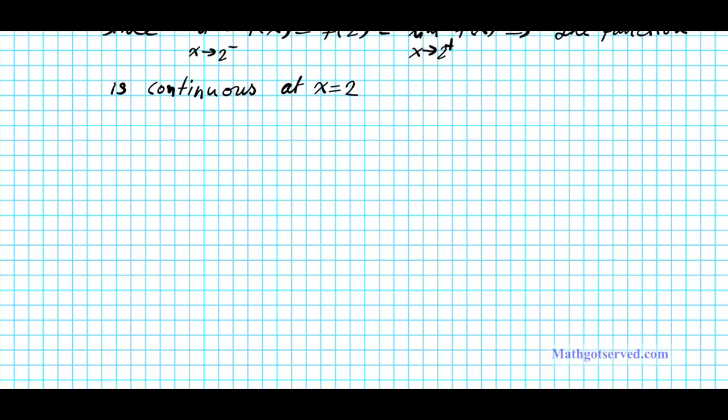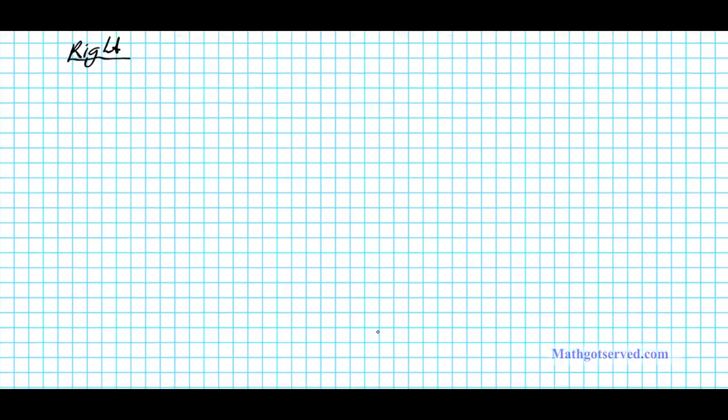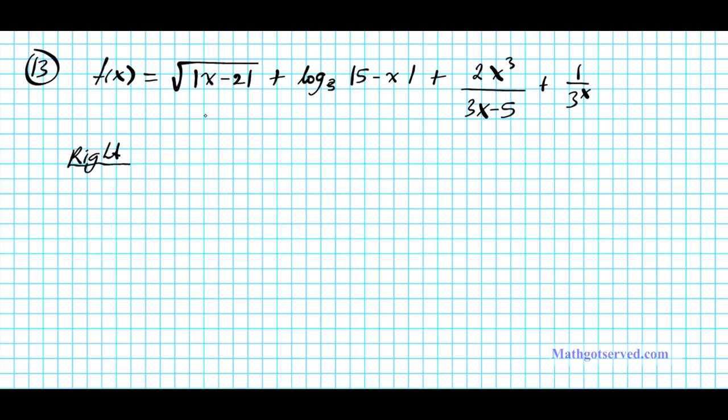All right, so for question 13, we are to find the left and right end behavior models of the function f of x equals the square root of the absolute value of x minus 2 plus log base 3 of the absolute value of 5 minus x plus 2x to the third over 3x minus 5 plus 1 over 3 to the x. All right, let's go ahead and find the right end behavior first. So we're going to take the limit as x approaches infinity of all these functions. So let's go ahead and do that. So for the first one, let's label the functions 1, 2, 3, 4.